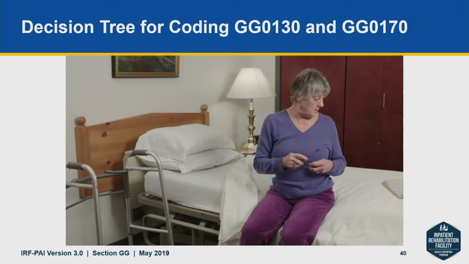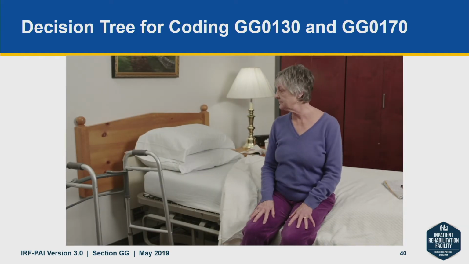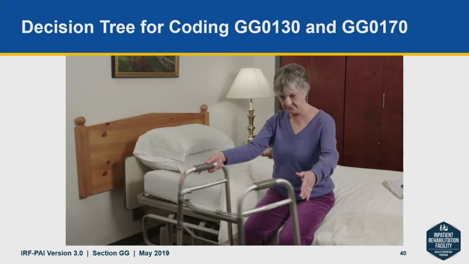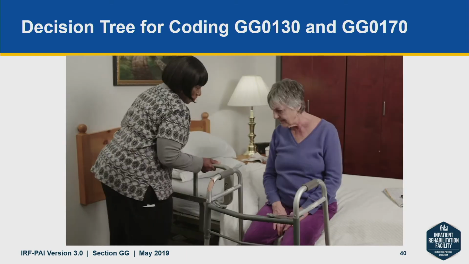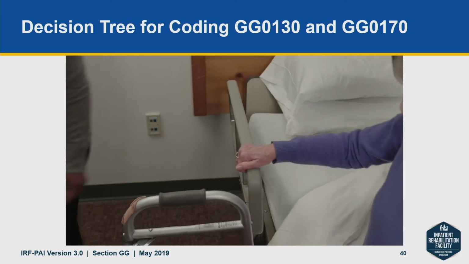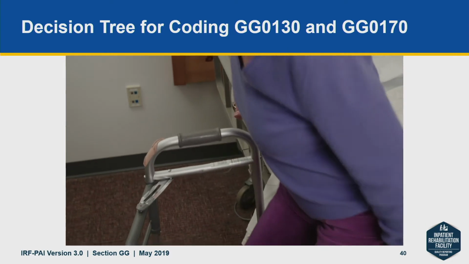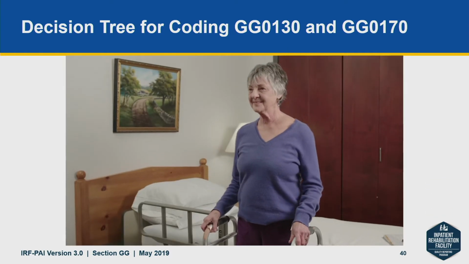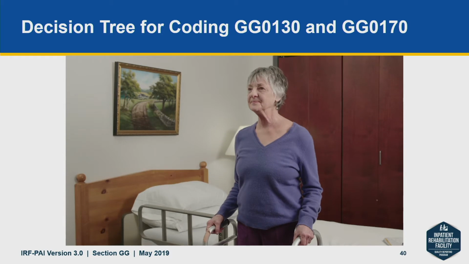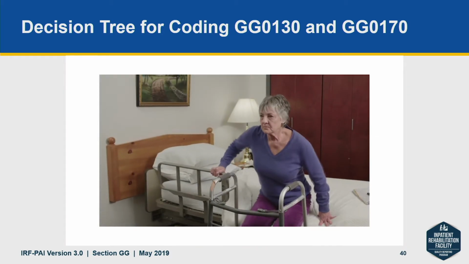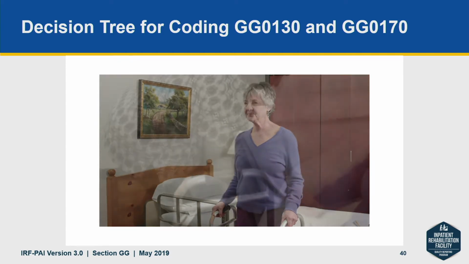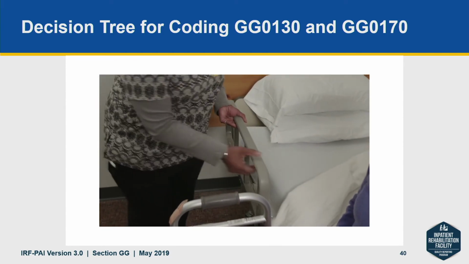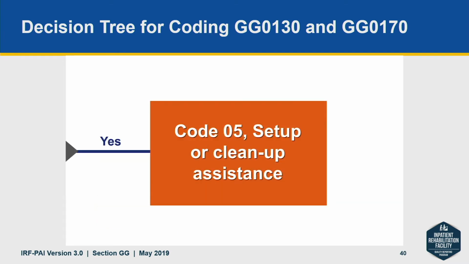In this scenario, Mrs. Jones is sitting up on the side of the bed. She retrieves her walker and places it in front of her. Then, a helper raises the bed rail. Mrs. Jones grasps the bed rail and safely rises to a standing position. Once standing, she holds onto the walker to steady herself. In this example, the patient completes the activity by herself with setup assistance. Setup assistance is demonstrated by the helper raising the bed rail. So you would code this 05, setup or cleanup assistance.